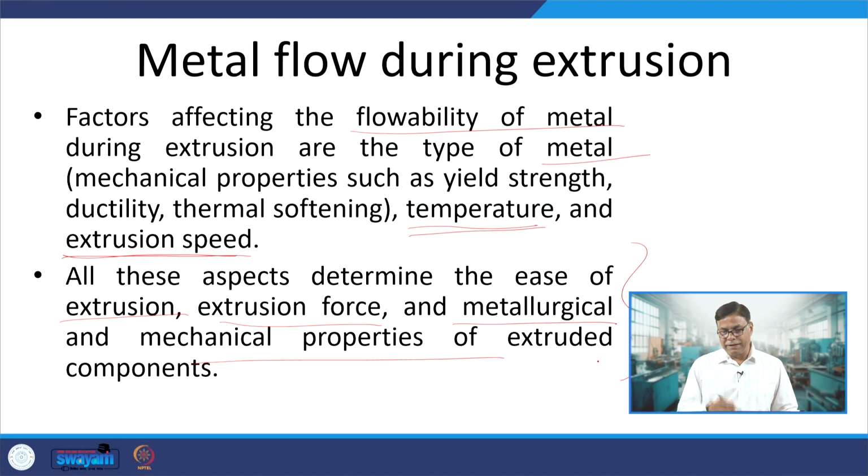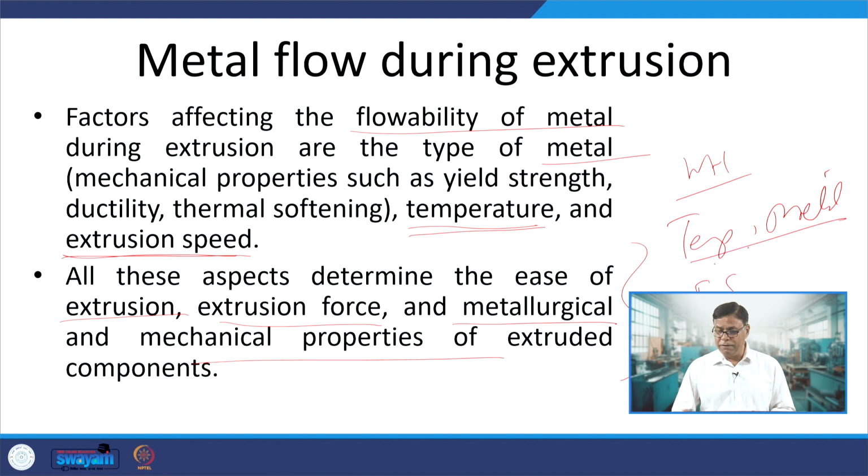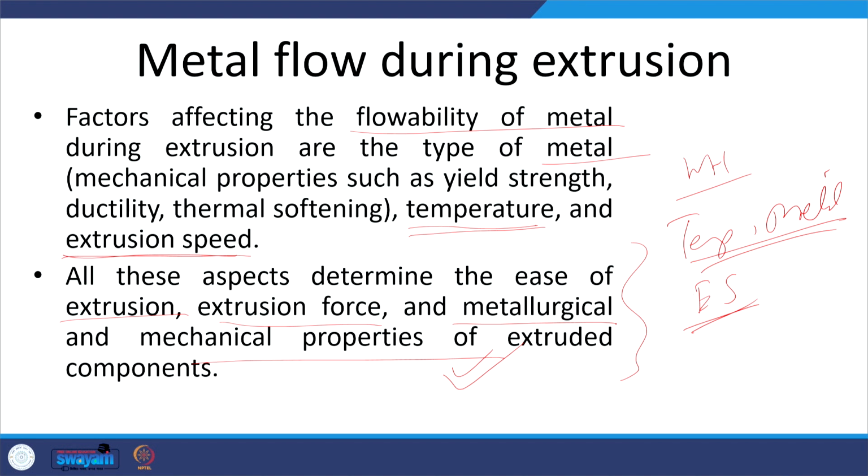Because if the temperature is low, the material will show a great work hardening tendency, and at a higher speed it will tend to become more brittle, of higher strength and lower ductility, especially under low temperature conditions. That is why extrusion speed is also important. So, temperature, metal and extrusion speed are the three important factors that will govern the end properties of the extruded product as well as the ease of extrusion and the extrusion force which is desired.